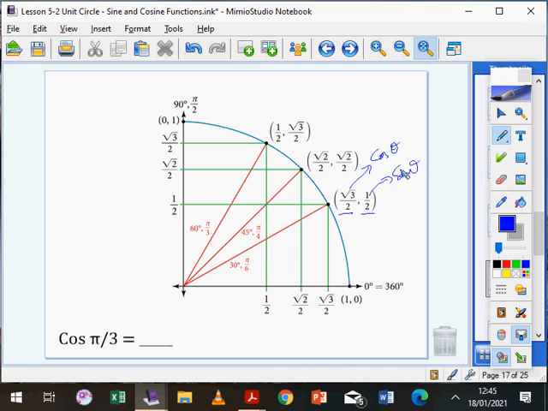Okay, so what's the cosine of pi out of 3? Pi out of 3 is 180 divided by 3, which is 60 degrees. I can just go over here and read 60 degrees. The cosine is 1/2.